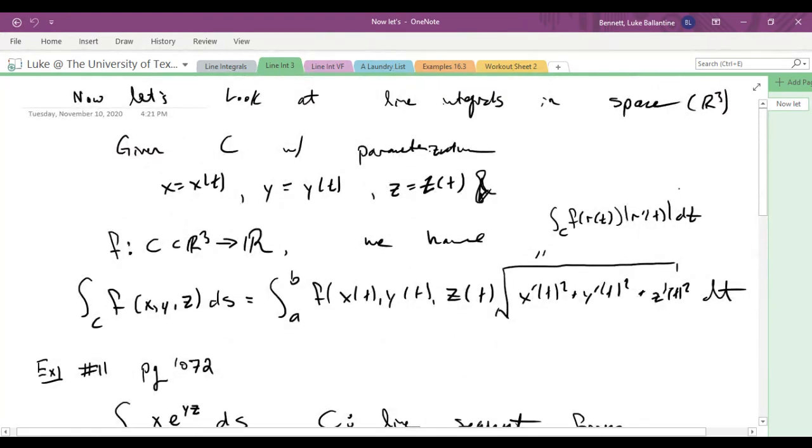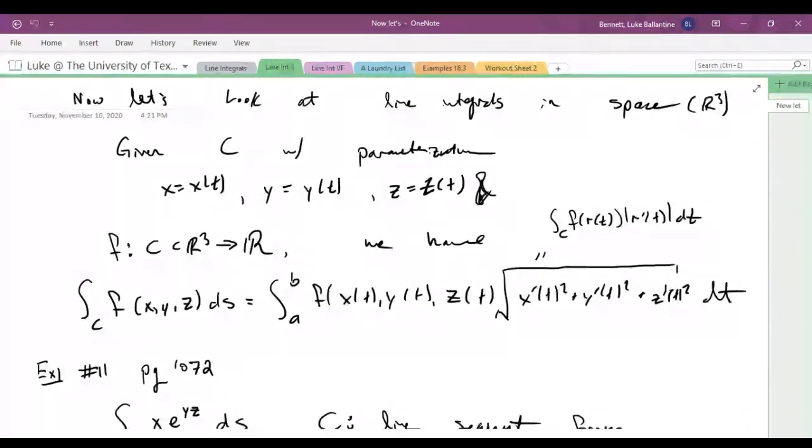Okay, let's look at line integrals in space. Given C with parameterization x equals x of t, y equals y of t, and z equals z of t, and f maps C, a subset of R3, into R, we have the same thing.